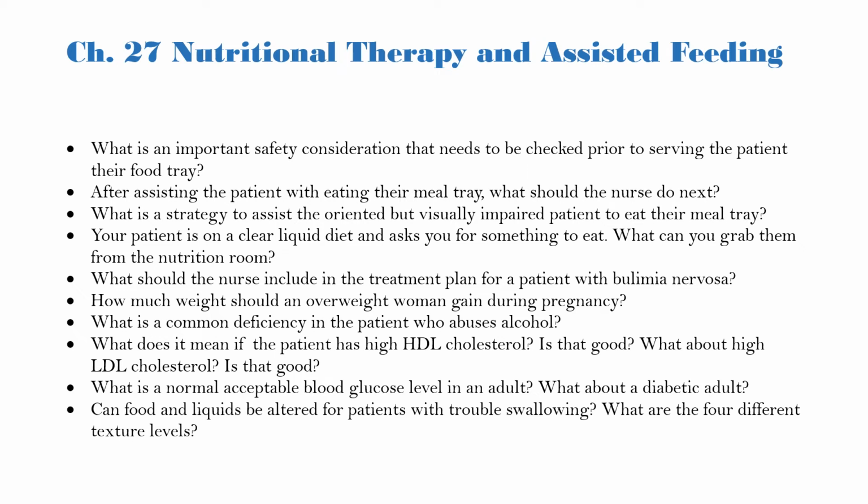Solids can be ordered at 4 different texture levels. Level 1, pureed, which is a pudding texture. Level 2, mechanically altered, is moist and minced to 1/4 inch maximum. Level 3 is advanced, moist and bite-sized, no hard or crunchy foods. And level 4 is regular, all foods.